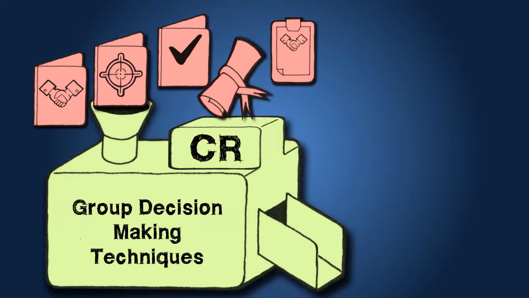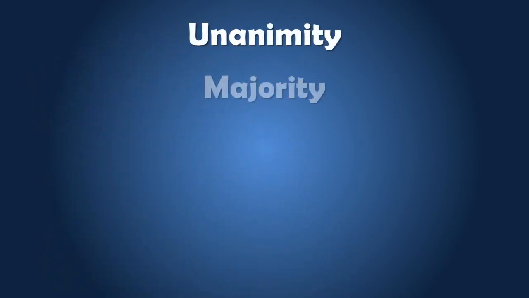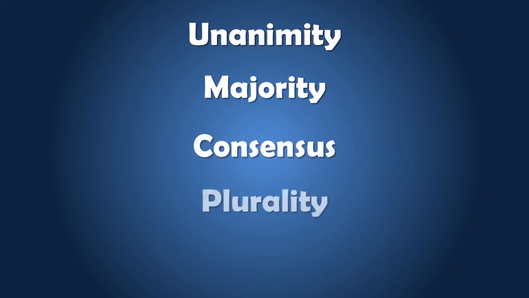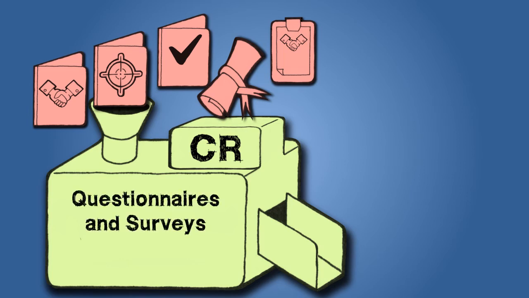There are a lot of techniques that a project manager could use to drive the decisions forward, but the ones that you will really need to know are unanimity, majority, consensus, plurality, and dictatorship. If a project manager needs to get some quick information, questionnaires and surveys can be used to quickly accumulate information from large groups of people.